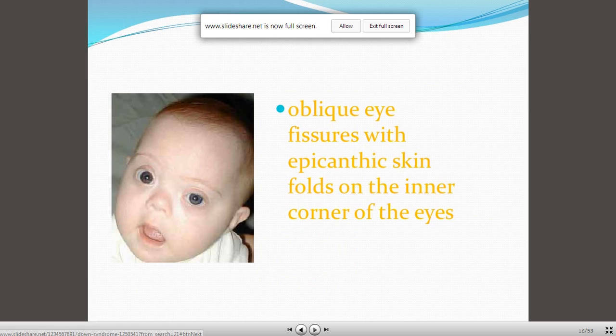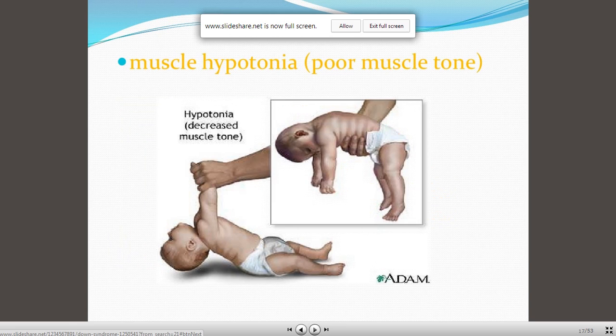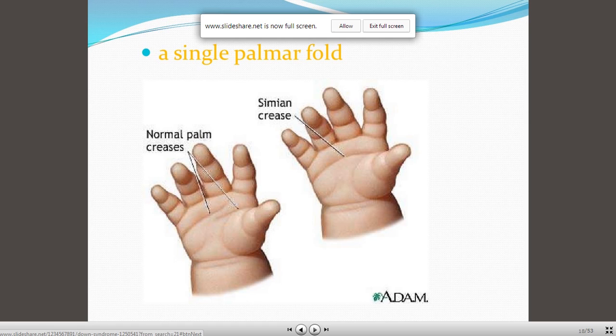Oblique eye fissures with epicanthic skin folds on the inner corner of the eyes. Here's a picture of poor muscle tone in a child with Down syndrome. A single palmar fold in their hands, so they only have one crease instead of two.